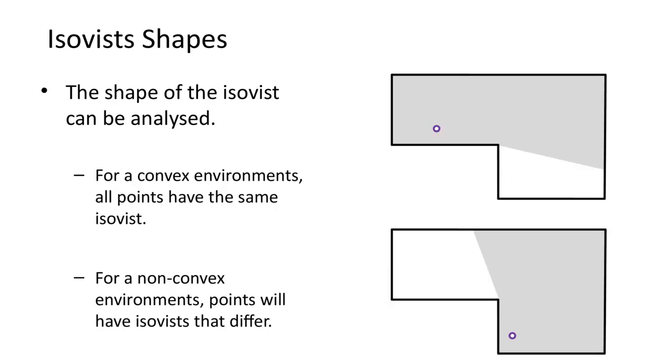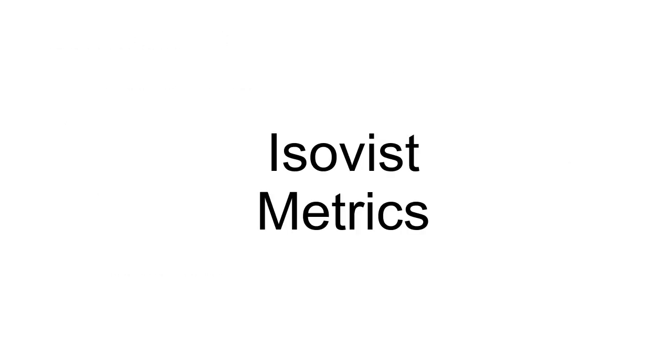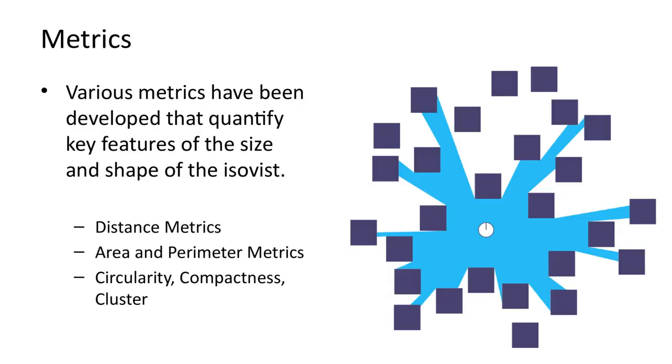An isovist analysis focuses on the shapes of the isovists. For non-convex environments, different vantage points may have isovists that differ. In the example, the isovists for 2 points are shown in an L-shaped space. Various metrics have been developed that quantify key features of the size and shape of the isovist. Next, we will look at some of the most commonly used metrics.